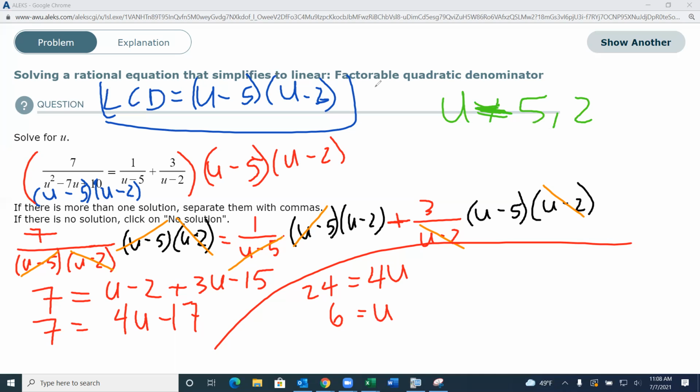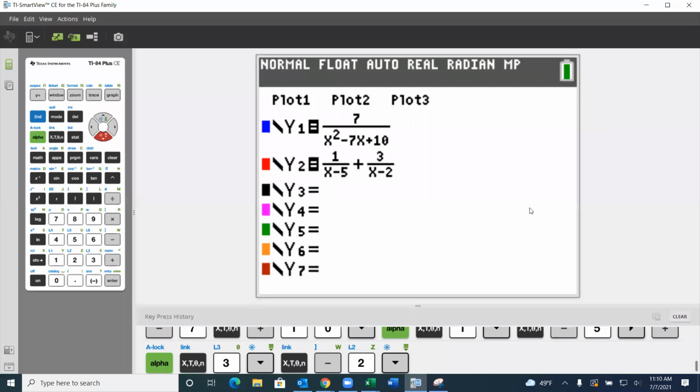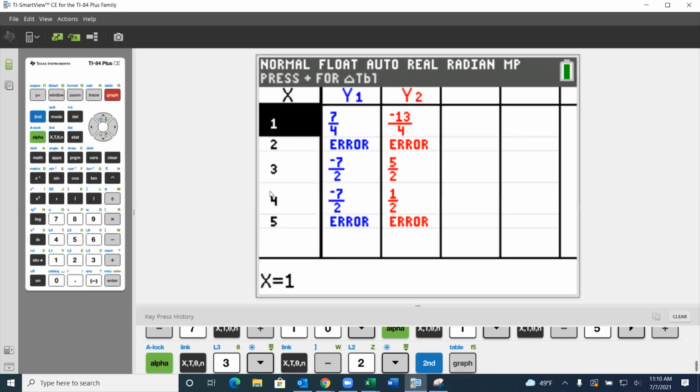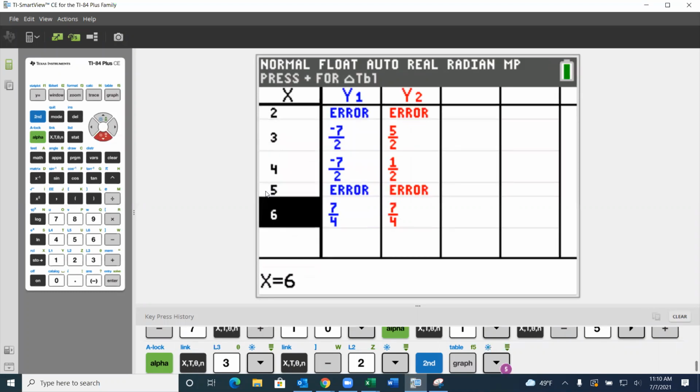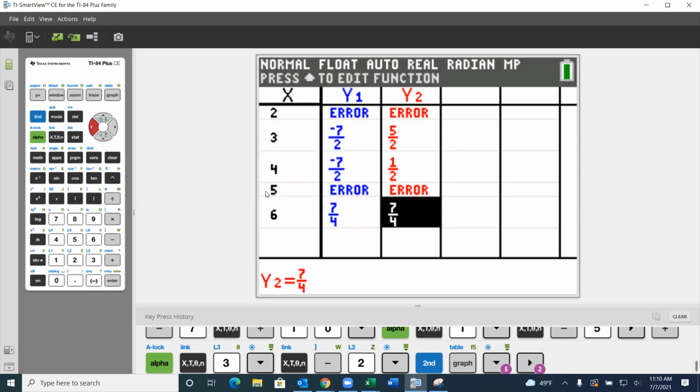Let's do that now. I'm going to plug 6 in for all of the u's, but I'm going to do it on the calculator. First, I'm going to plug in the left side for y1 and the right side for y2. Okay, so there I have it all typed into the calculator, and I believe the answer is 6. So one thing I can do is go to the table and go down to x equals 6. Let's see if they match. They do match, so I know I've got the right answer. It's guaranteed at this point.